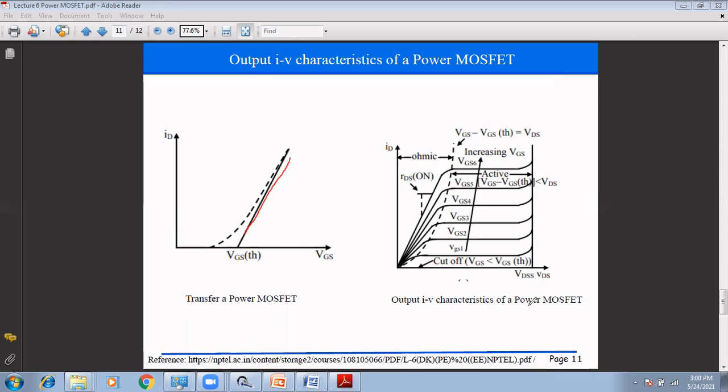And this is the output characteristics, that means VDS versus ID at constant VGS. Again, we can see that as VGS increases, ID also increases. Initially it increases somewhat and then it becomes constant. So this is nothing but the output characteristics of the MOSFET.